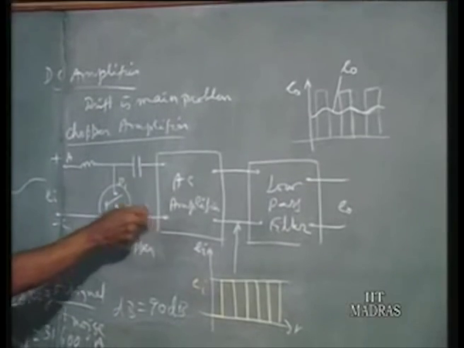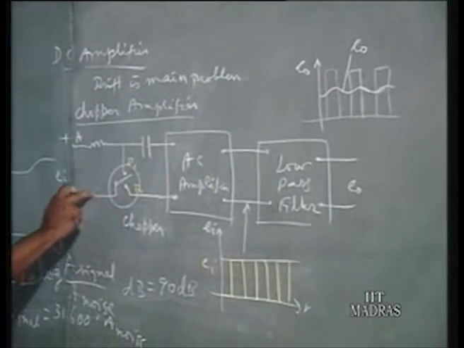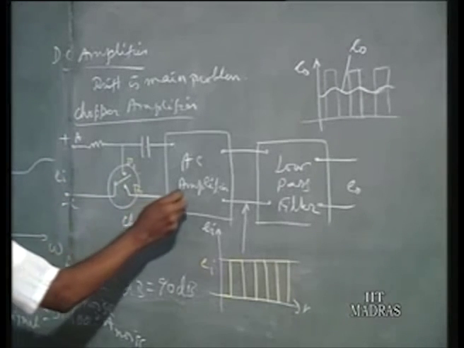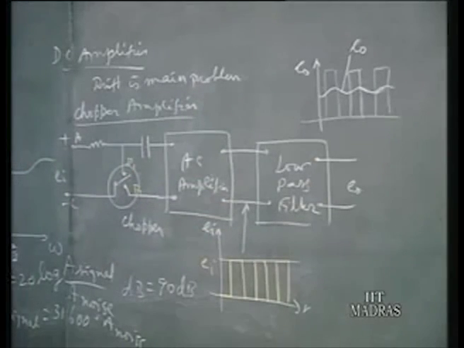Here the problem of drift is overcome because we are using an AC amplifier and we have converted the DC into AC. So we have got the drift free. The whole thing is a DC amplifier, a drift free DC amplifier now.